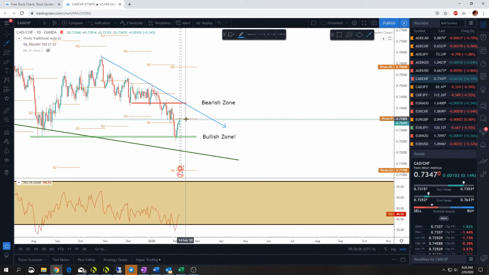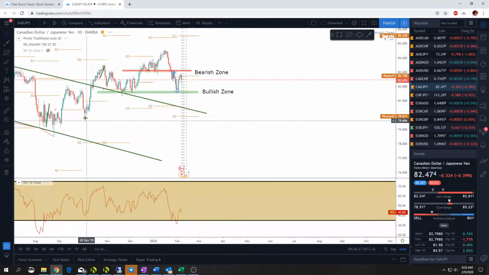I'm going to leave my arrow on at least to there as a TP1. This could be a TP2, so I'm going to draw that right there. So that one I'm going to leave red.